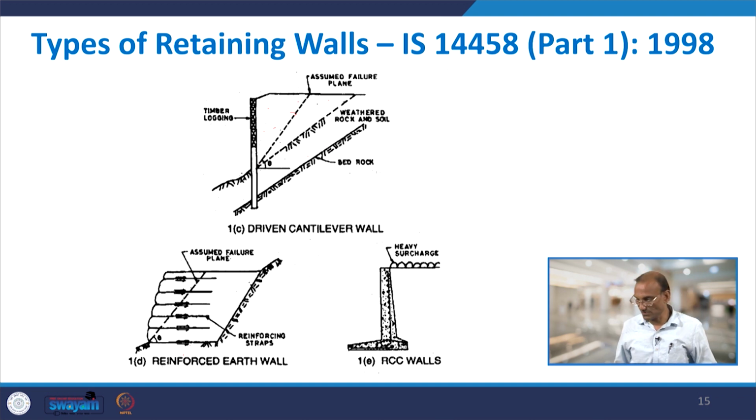Then you have RCC walls, which are shown in this figure. An RCC wall is a reinforced cement concrete wall. So inside the wall the reinforcement is done, that means it is not plain concrete, rather reinforcement is provided, and there is the heavy surcharge. But once you provide the reinforcement, then the thickness of the cantilever can be reduced.